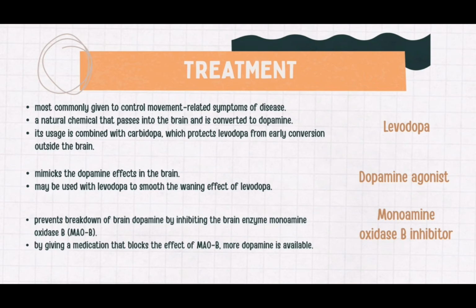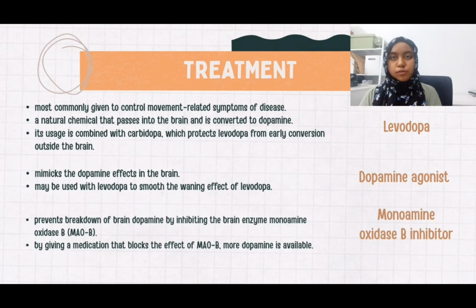Levodopa is the medication most commonly given to control the movement-related symptoms of the disease. It is a natural chemical that passes into your brain and is converted to dopamine. The usage of levodopa is combined with carbidopa, which protects levodopa from early conversion to dopamine outside the brain, preventing side effects such as nausea.